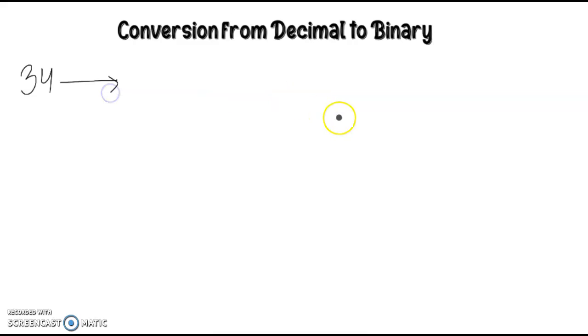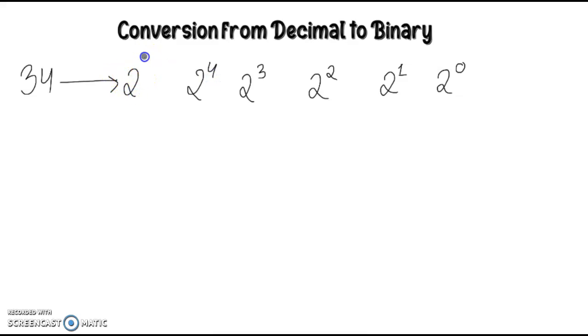First of all, I start out by listing the values of the powers of 2. So I'm going to write this from right to left, starting with 2 to the 0th power, 2 to the first power, 2 to the second power, 2 to the third power, 2 to the fourth power, 2 to the fifth power, and so on.